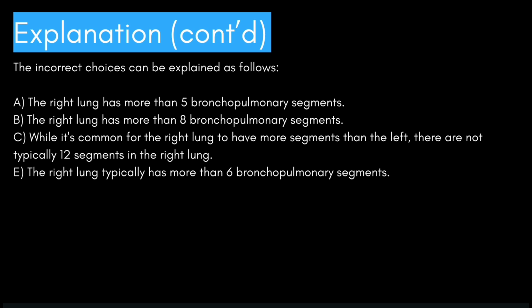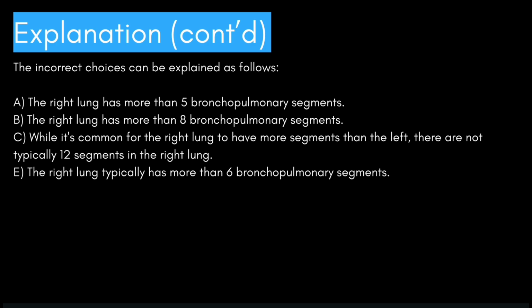The right lung has more than 5 bronchopulmonary segments. It has 10. The right lung has more than 8 bronchopulmonary segments. It has 10. So those two can't be right. While it's common for the right lung to have more segments than the left, there are not typically 12 segments in the right lung. There are 10. The right lung typically has more than 6 bronchopulmonary segments.